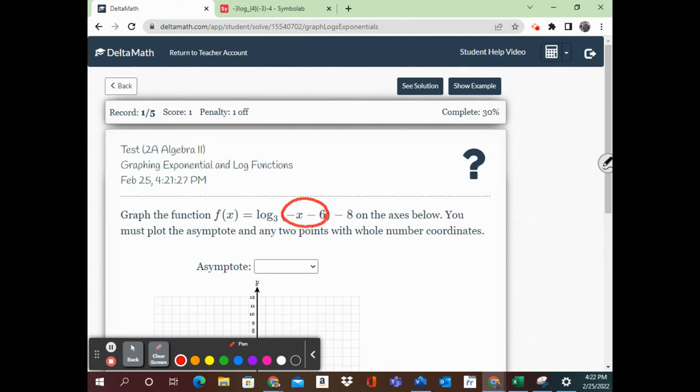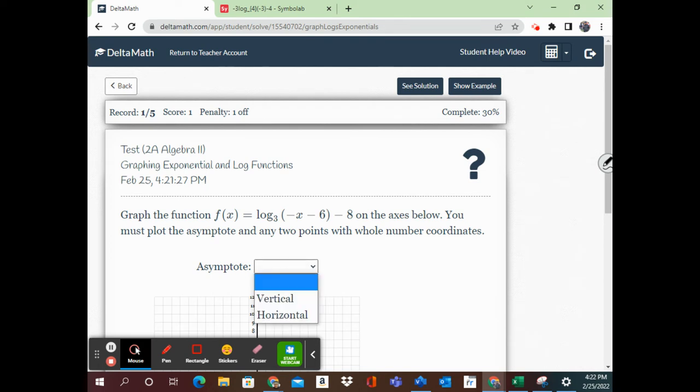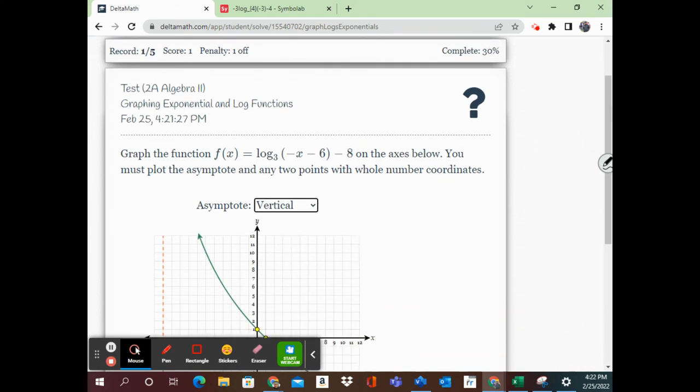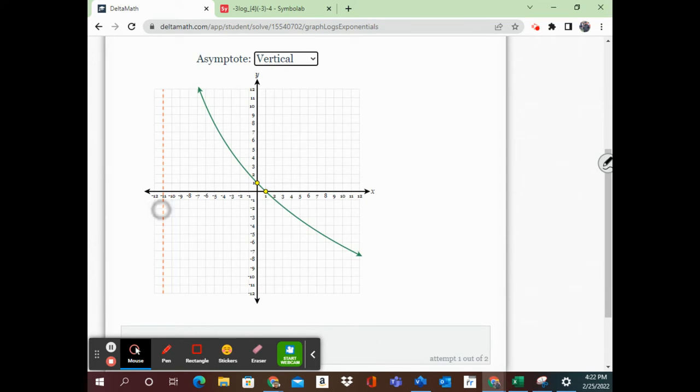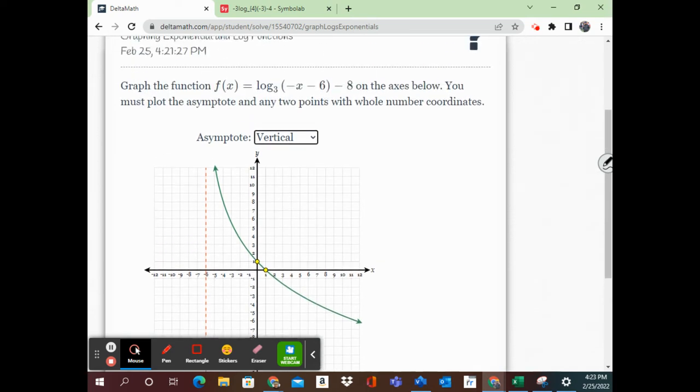So I have a shift here, a horizontal shift, meaning my log function moved from left to right. So I'm going to set this equal to 0, right? So I'm going to set that equal to 0. That means x for me is going to be equal to -6. So I'm going to have a vertical asymptote at x equals -6. So I'll click on there, click vertical, and set my asymptote at x equals -6. You see the line x equals -6 will give us a vertical asymptote.